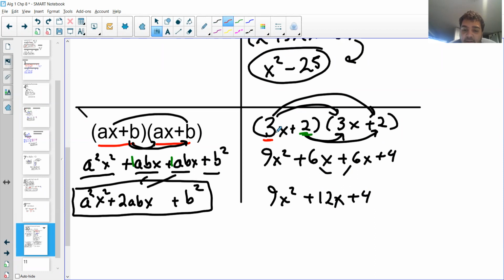So if my a is 3 and my b is 2, what I did here is just do 2 times 3 times my b, which is 2. 2 times 3 times 2 equals 12. Now, why is it 12? 6 plus 6 equals 12. That's why.